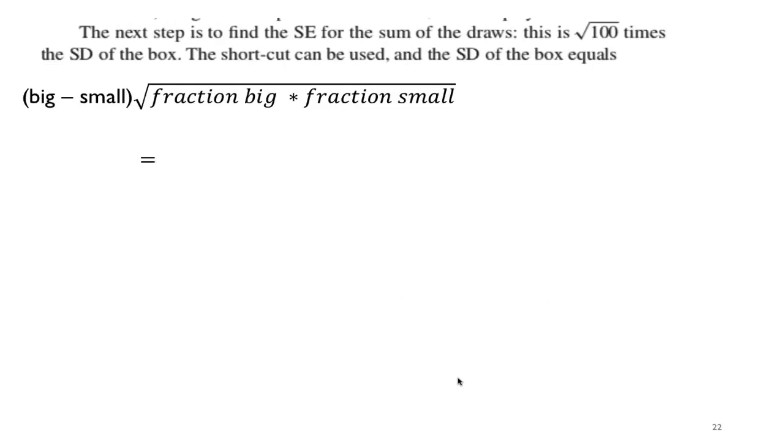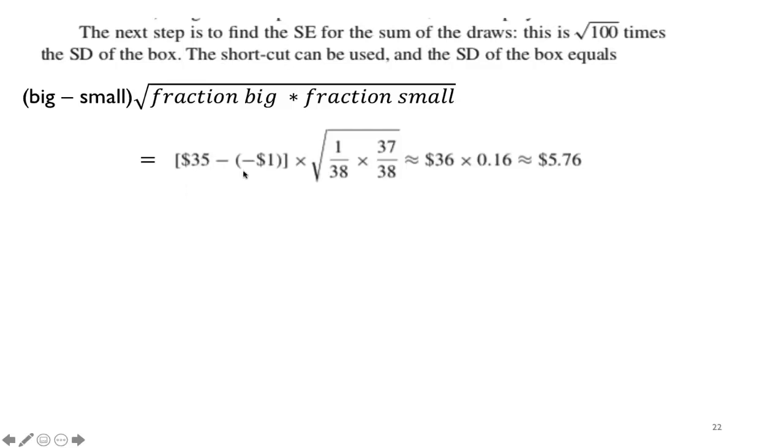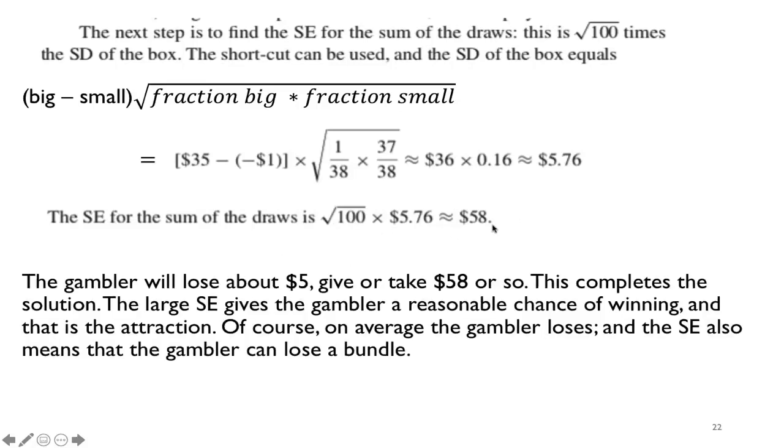So to find the SE, we use the formula again. We need to find the SD of the box. So the SD of the box is 35 is the big number, -1 is the small number. Subtract them, times it by the square root of the fraction, gives you about $5.76. And then multiply by the square root of the number of times you play, which gives you that the SE is $58. That means the gambler expects to lose about $5, give or take $58 or so.